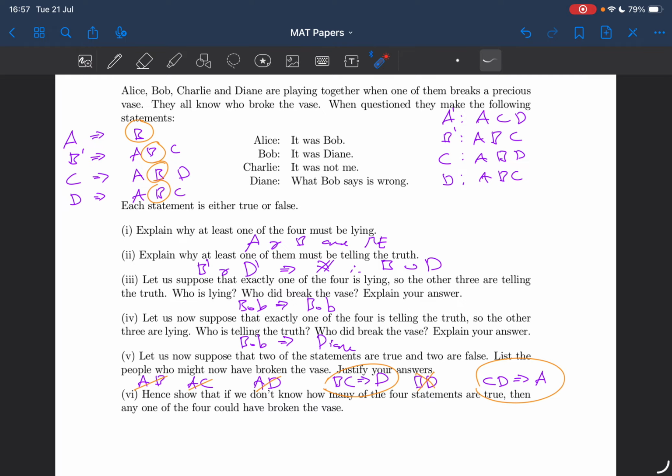What have I missed off? Let's have a look at the answers. This was 6 part 5. Either Bob or Diane is telling the truth.